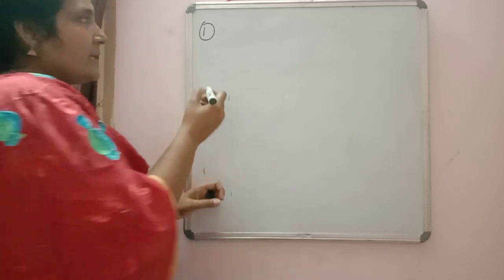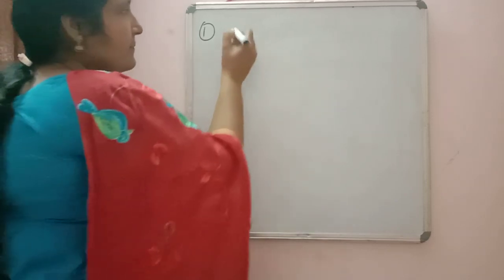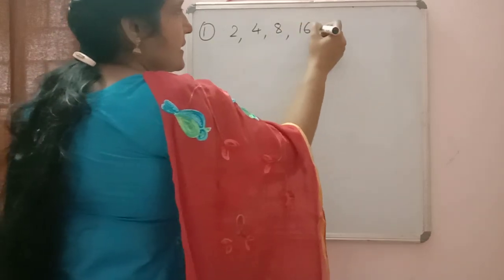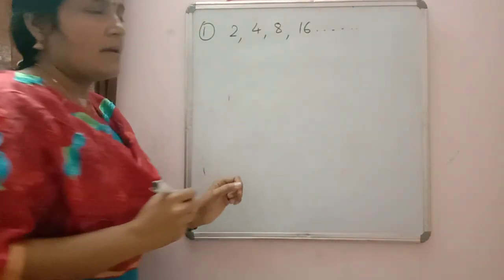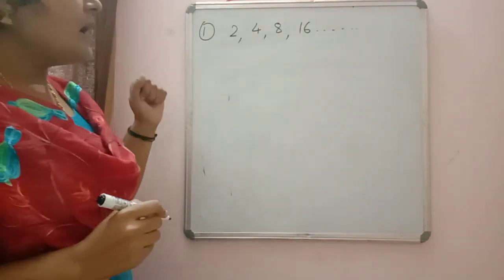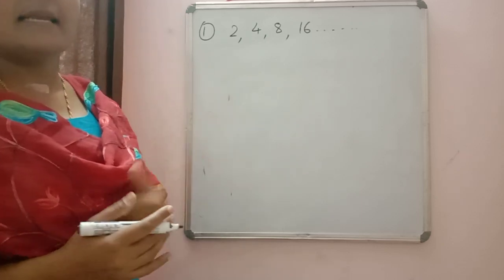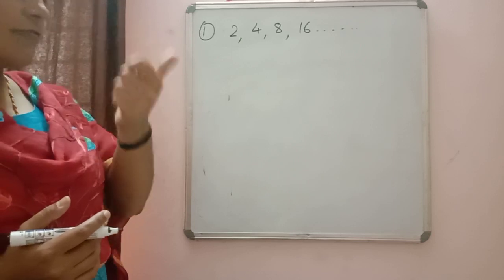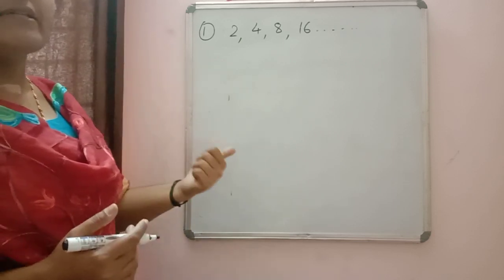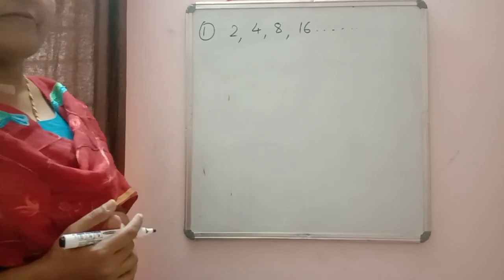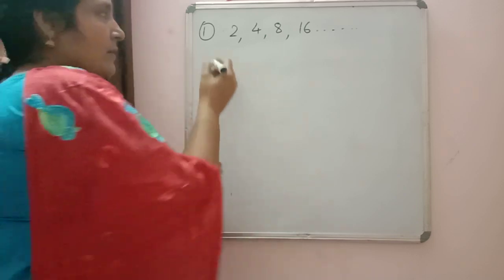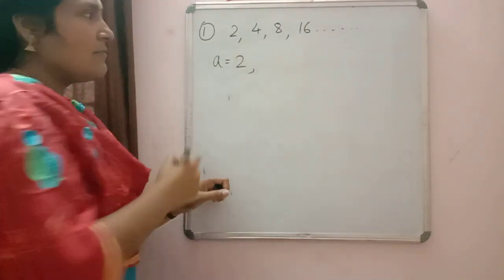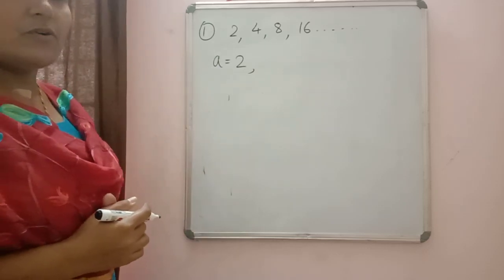Now I am writing the first question, that is 2, 4, 8, 16, etc. Now we will check how to find out whether they are in AP or not. I already gave you the definition of common difference. So normally the first term of the AP is denoted by the letter A. Here the first term is equal to 2.